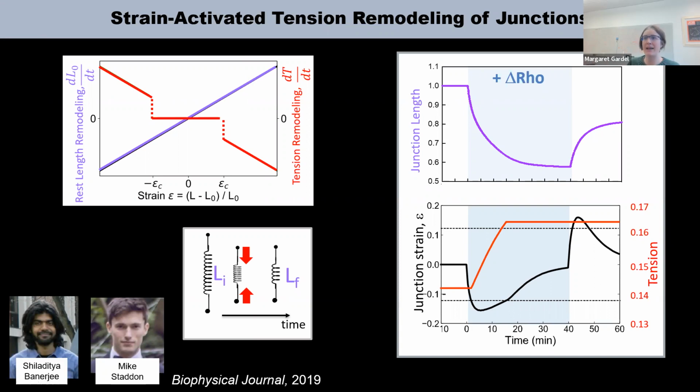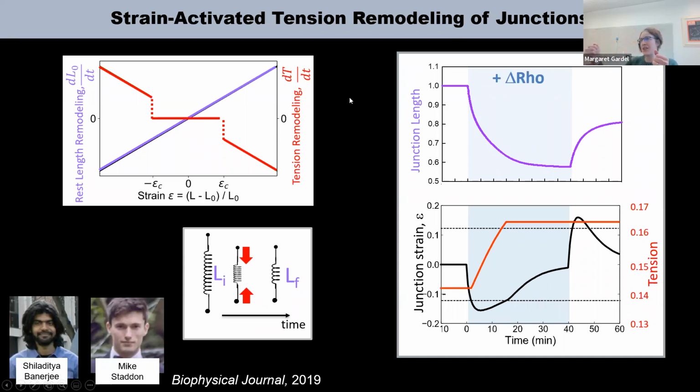So we can go back to a vertex model, and there are lots of proposed mechanisms of adaptation and changes in tension. Our theory collaborator, Shiladitya Banerjee, who's at Carnegie Mellon now, and their student, Mike Staddon, checked through these. And the only model that worked with our data was one they cooked up, which was basically a strain-thresholded remodeling of the junctional tension.